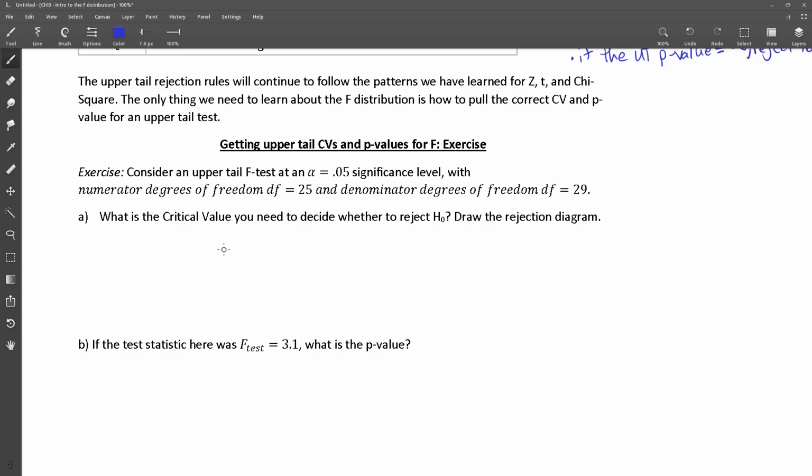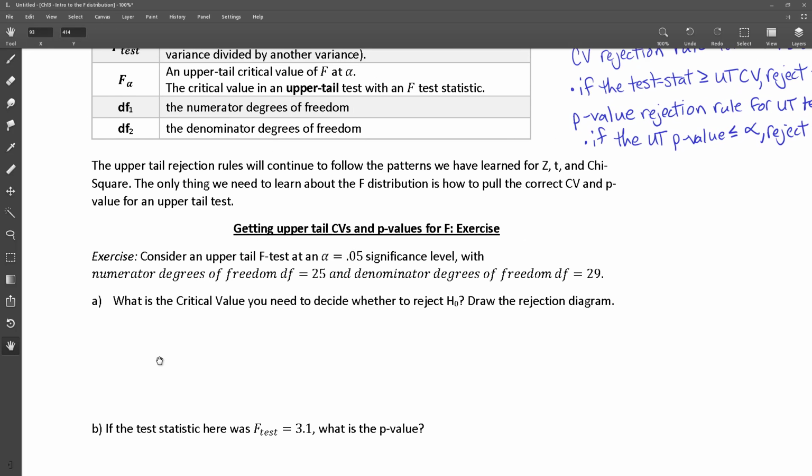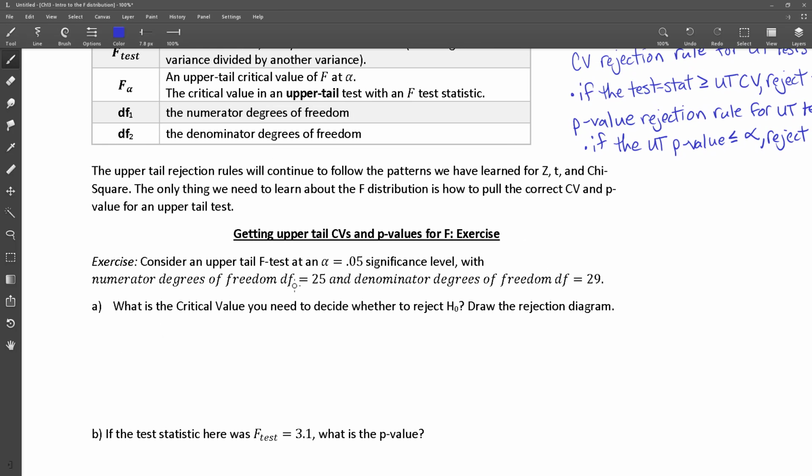Looking at this exercise, consider an upper tail F test at an alpha equals 0.05 significance level with numerator degrees of freedom df equal 25 and denominator degrees of freedom df equal 29. Before I go on to part A, I'm going to modify the notation because we know that numerator degrees of freedom are not just df, they're df1. Denominator degrees of freedom are not just df, they're df2. So they're positionally in the right place here, and they're called numerator and denominator, but we can further notate them with df1 and df2.